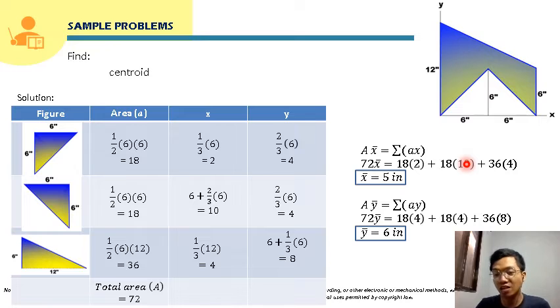We can check if these answers are logical. Basically, the x coordinate is 5 inches and the y coordinate is 6 inches. So our answer is somewhere here at this point. If you analyze whether the area above is equal to the area below, approximately they are equal, based on our observation. And also the area at the left and the area at the right, by observation, we can say that they can be equal. So we can say from here that our answers are logical.